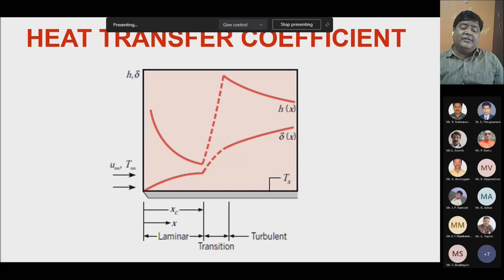Suppose the critical length is 3 meters, and your plate length is only 2 meters. What is the meaning? The flow entering and leaving will be only laminar. No turbulence will occur, because the critical length tells the point from where the flow will change from laminar to turbulent.